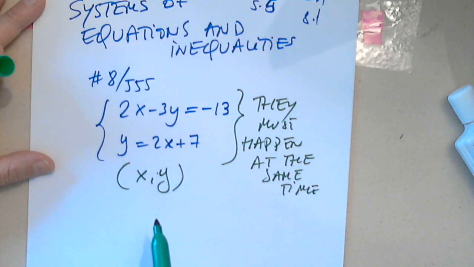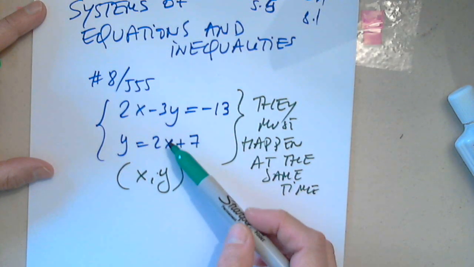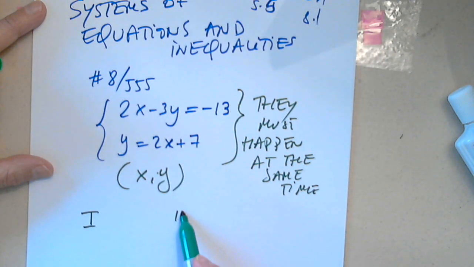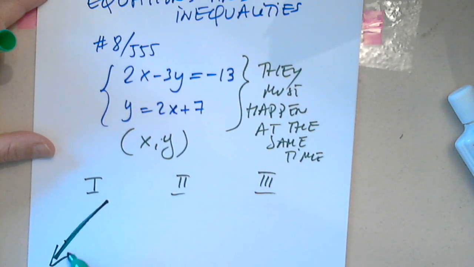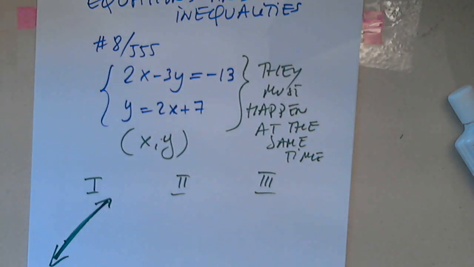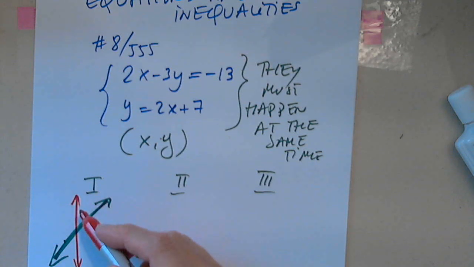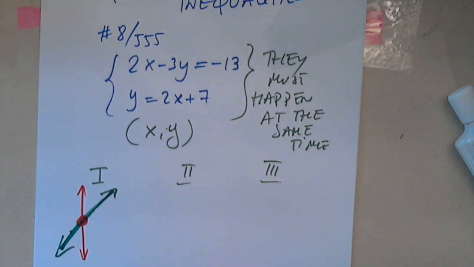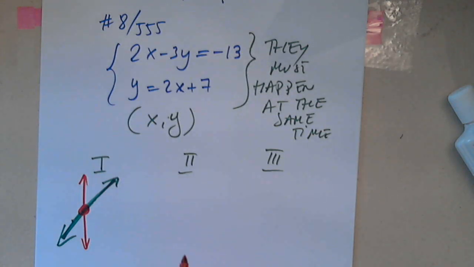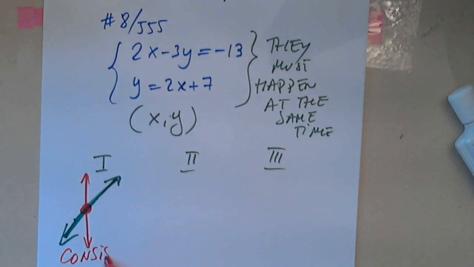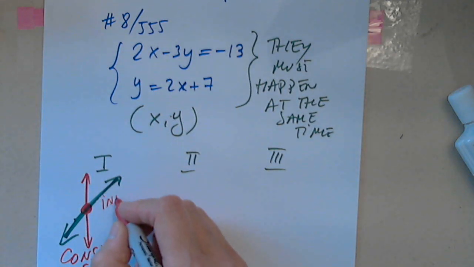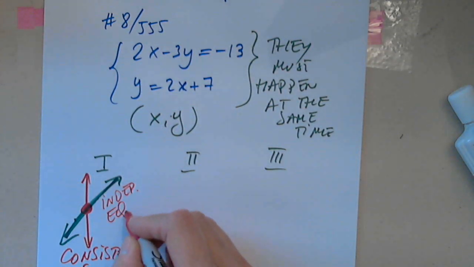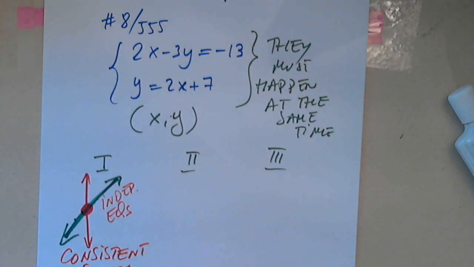First of all, these are 2 lines. So what can happen when we look at 2 lines? Situation 1, situation 2, situation 3. In situation number 1, this is the first line, and this is the second line. So they do have a solution. We call the system consistent, and the equations are independent equations. And there is a solution.